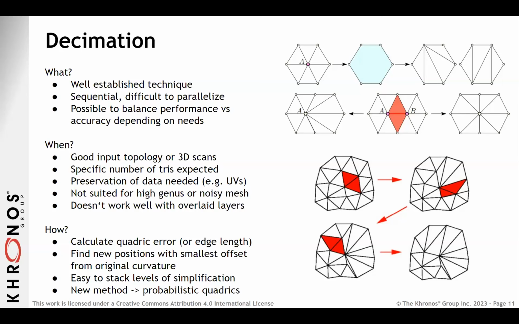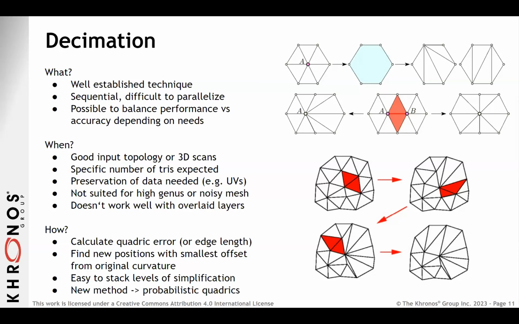And the way the actual optimization happens is you calculate quadric error or edge length, which is just the way of finding, let's say, the new position of your target vertex, or the target edge, that has the smallest offset from the original curvature. So if you imagine you have, let's say, a dome, and now it has, I don't know, 10,000 polygons, and then you want to reduce it to 1,000, then you need to, of course, find some points that would represent this curvature, but with a smaller resolution, right? So with this calculation you're always trying to find those that would most closely imitate the source curvature.